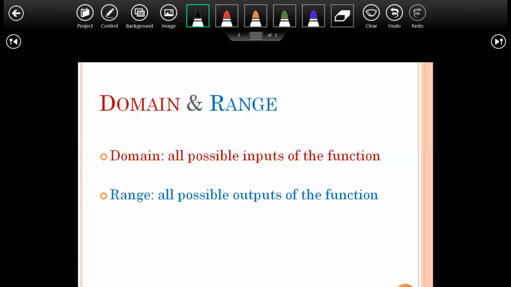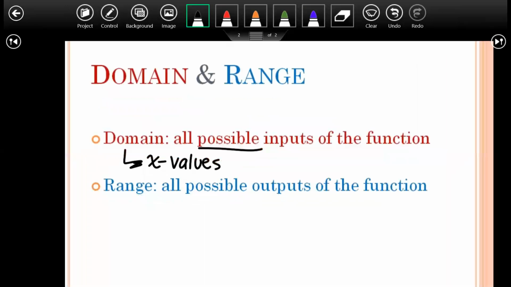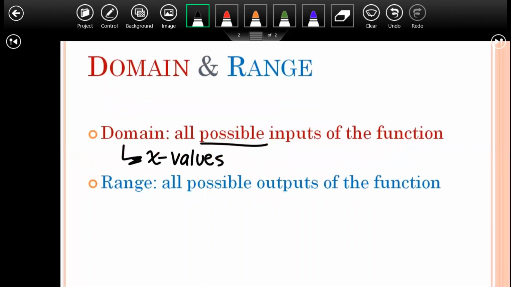The first one we're going to look at is how these values are provided for us. In this case, our domain values are always going to be represented by the x values, and they're all the possible values that we can input for x. The range values are always going to be our y values, which are what we get from plugging into the function.